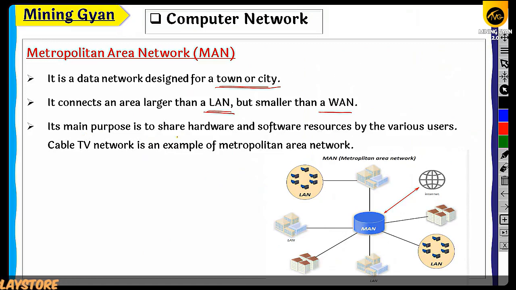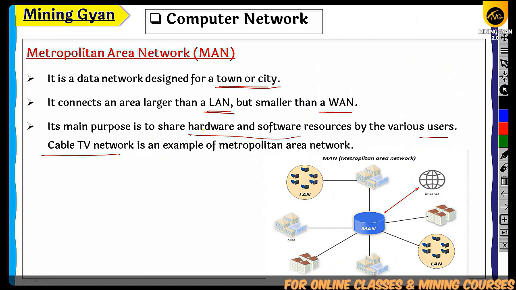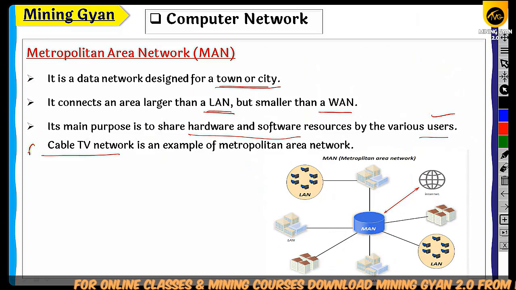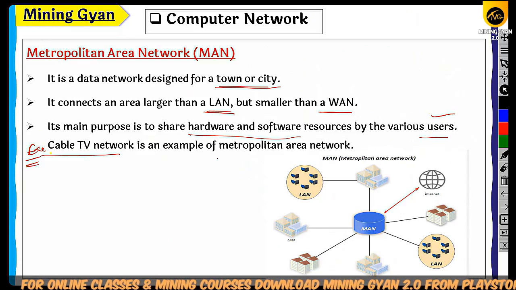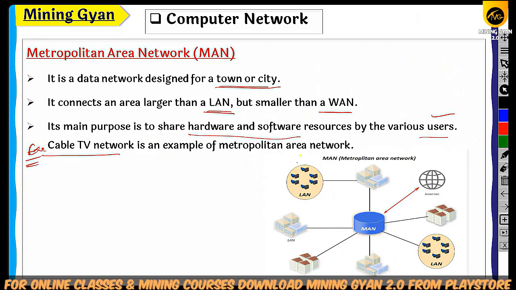Its main purpose is to share hardware and software resources among various users. A cable TV network is an example of a metropolitan area network. So the main purpose of the MAN is sharing hardware and software resources by various users, and the cable TV network is an example.